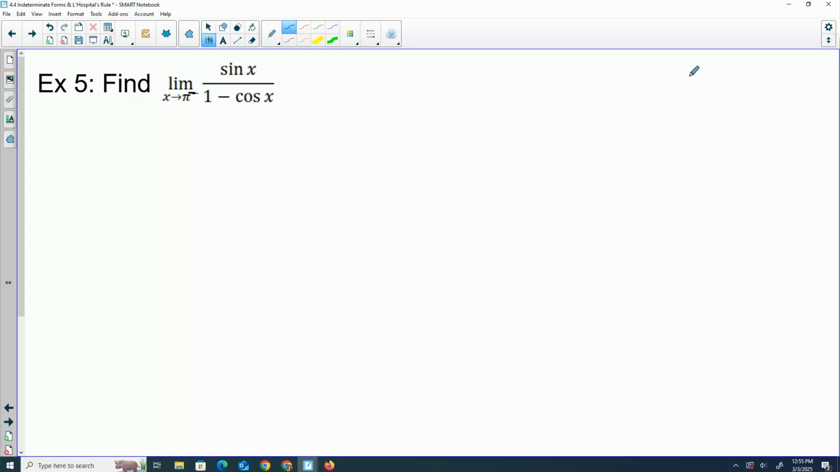Sine of pi is 0. If you think back to your unit circle days, this is the point negative 1, 0. So it's 0 over 0, basically. Wait, no, cosine of pi is negative 1. 1 minus negative 1 is 2. Do I need L'Hopital's? No. Remember how she said, 0 over 2 is 0.